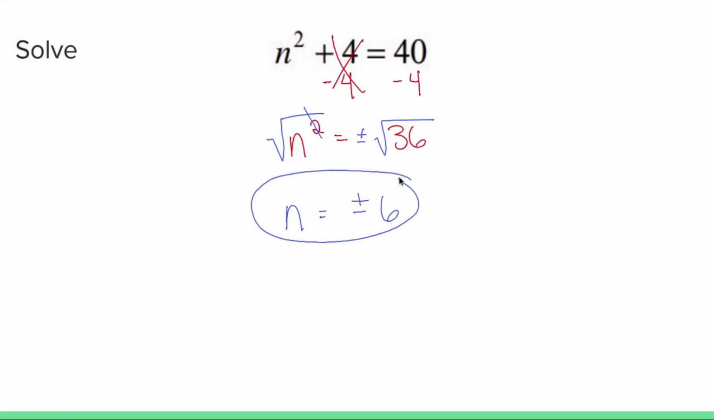And the reason why is because if I were to plug in 6, square it, I get 36. 36 plus 4 is 40, hooray. But if I get negative 6 and square that, that's also 36, because when you square a negative, it becomes positive. So we have 2 possible answers, both positive and negative 6.